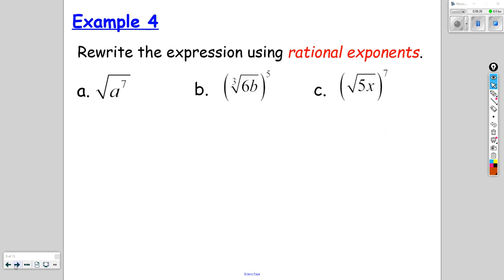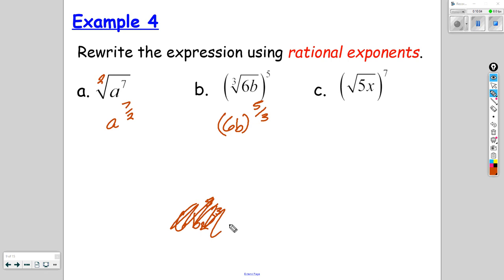Awesome. Let's take a look at some more challenging examples. Once again, part A might not be that challenging. We know that the implied index there is 2, so this is a to the 7/2 power. For part B, notice 6b is inside the radical, so it's 6b that's the radicand there. We need to state that this whole thing is being raised to the 5/3 power, so that needs to be in parentheses. If we just said 6b to the 5/3, then we're saying only b is being raised to the 5/3 power, and that's not accurate.